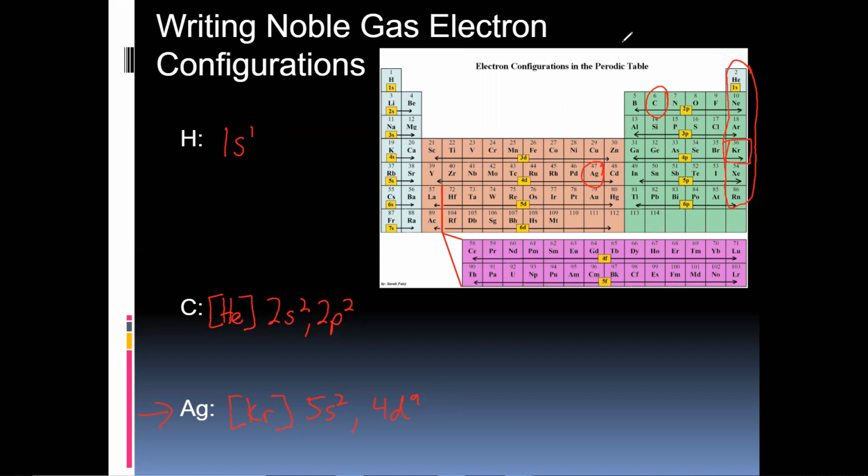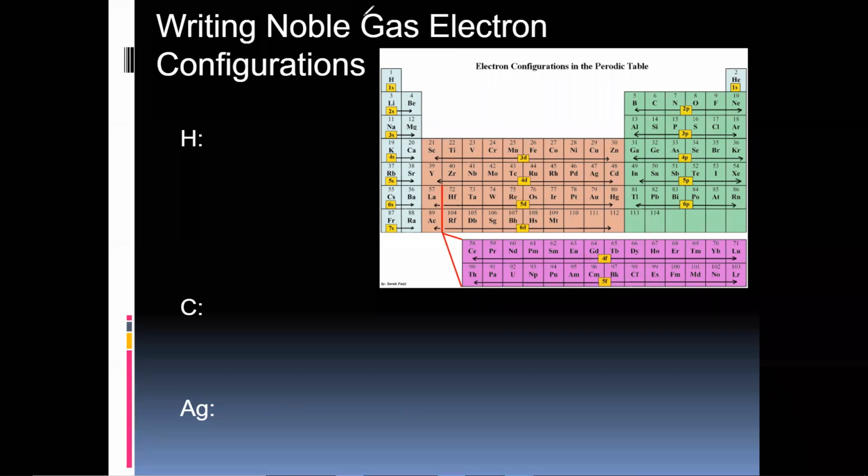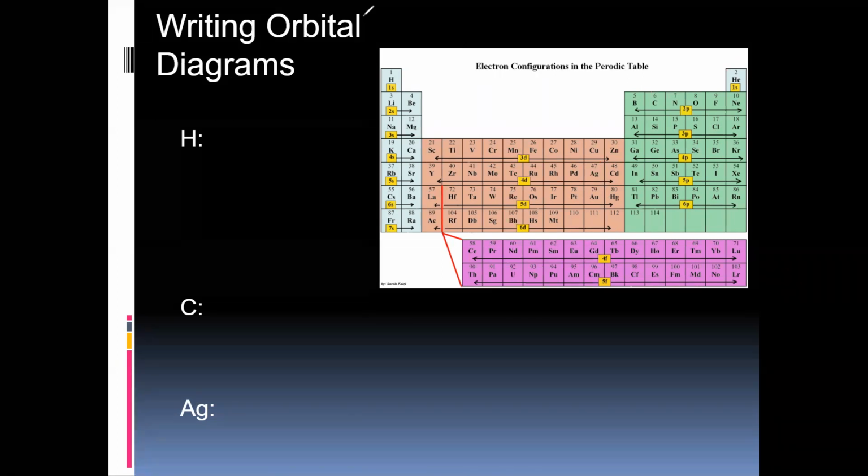Okay? The last thing I want to talk to you about is writing orbital diagrams. Orbital diagrams are basically just taking this big giant electron configuration and essentially summarizing it a little bit more. So when I was talking about that rule about opposite spins, up arrows and down arrows, this is what we're going to use that for.